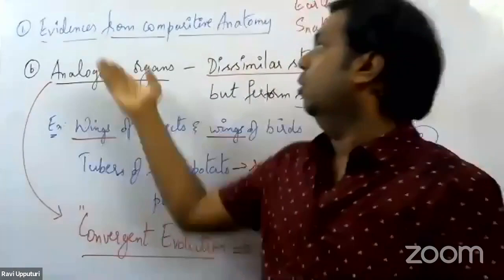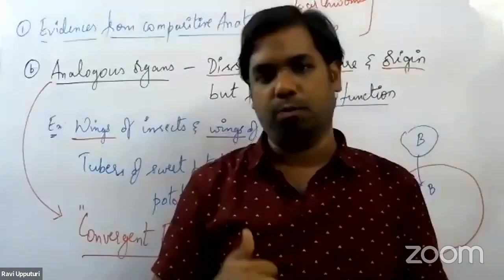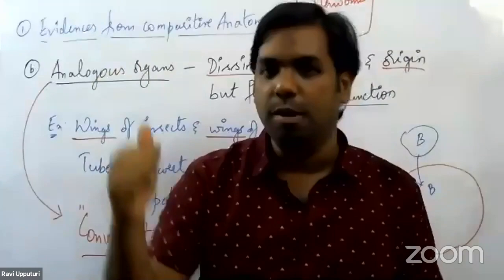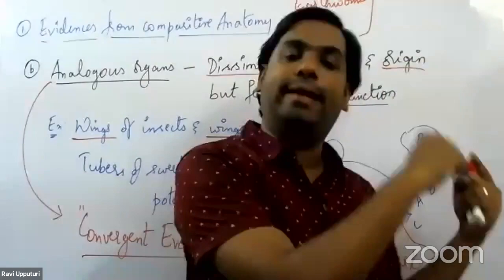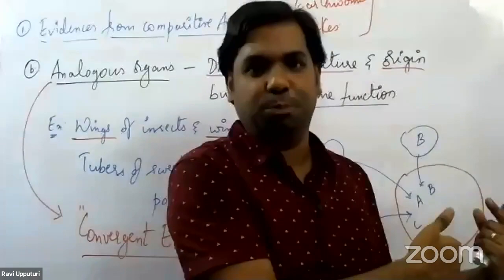With regards to evidences from comparative anatomy, we started studying different organs. Obviously, the first type of organs we took up was the homologous organ. What we saw in homologous organs is organs having the same structure and origin, but performing different functions. We took a couple of examples there. And I told you that homologous organs would always lead to divergent evolution: a group of organisms moving to another place, leading to evolution of a new species. More than one divergent evolution, we called adaptive radiation. Again, we took a couple of examples with that.